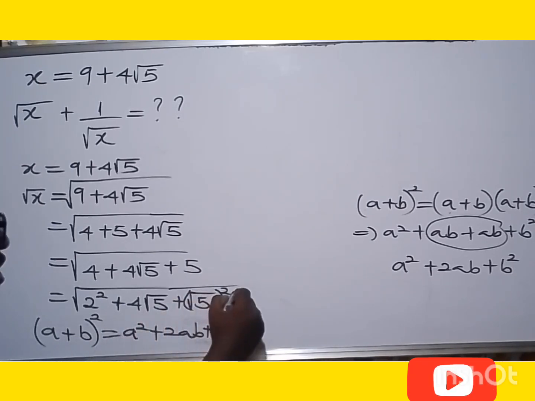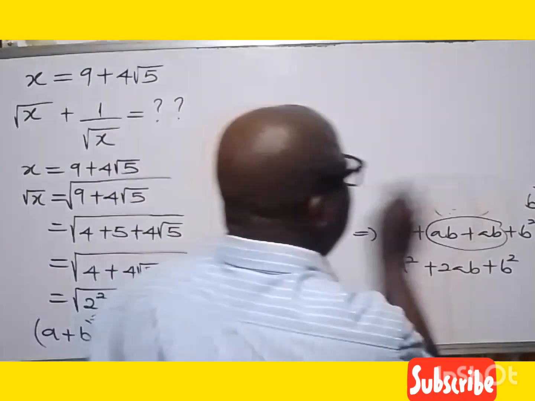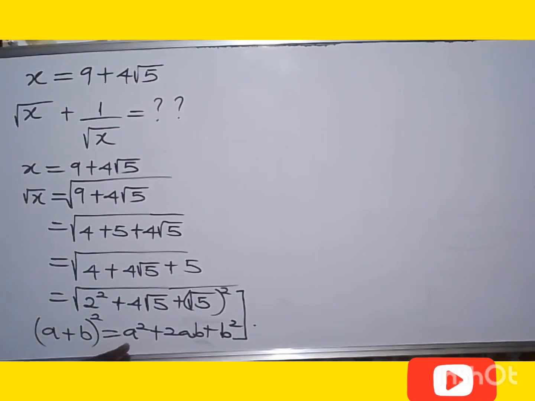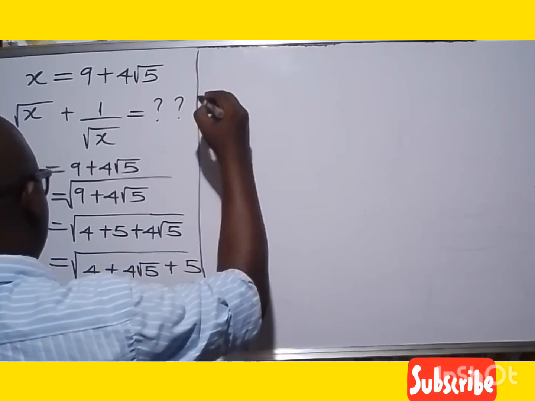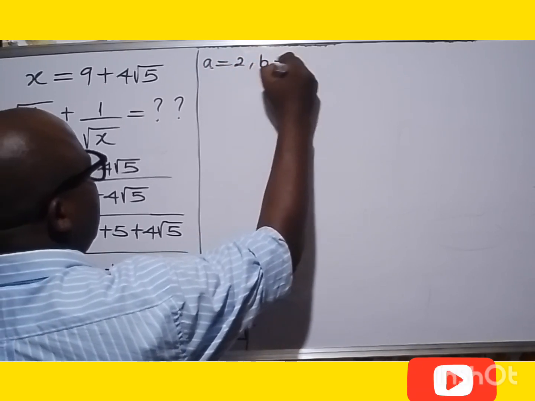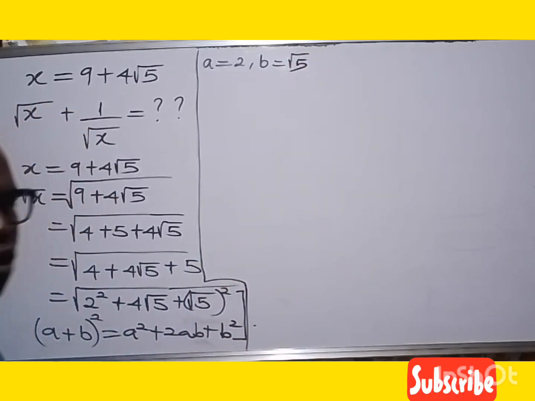We can actually relate the two together. We can compare them together. If you compare them, you will observe that our a will be equal to 2, and our b will be equal to root 5. So comparing the two together, a is equal to 2, and b is equal to root 5. We have that. Where do we go from there?